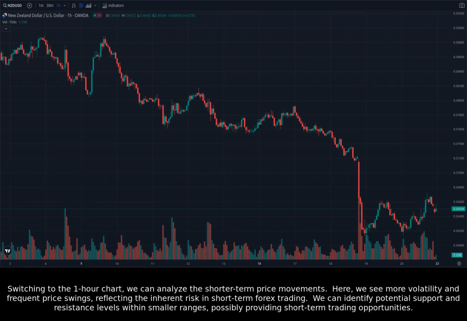Switching to the 1-hour chart, we can analyze the shorter-term price movements. Here, we see more volatility and frequent price swings, reflecting the inherent risk in short-term forex trading. We can identify potential support and resistance levels within smaller ranges, possibly providing short-term trading opportunities.